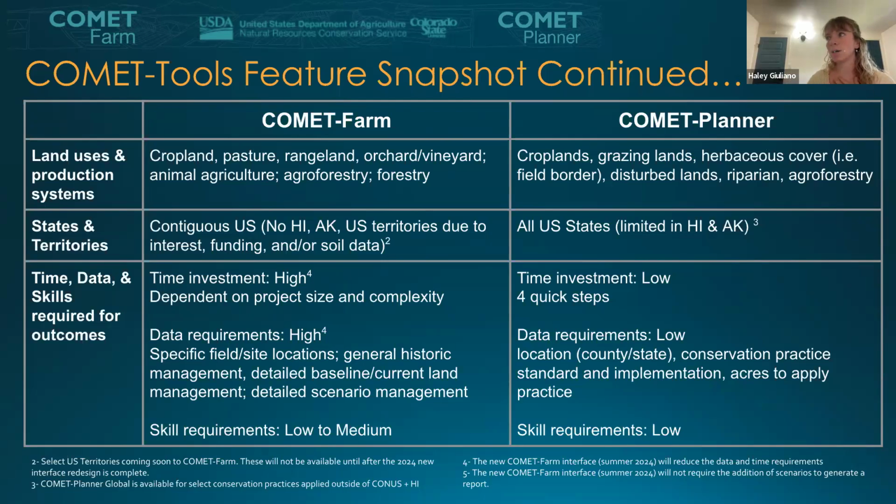Your COMET-Planner estimate will not include any enteric related emissions or any other emissions related to if you're housing your animals elsewhere for part of the time. So if they're only on grazing lands for part of the time and you're housing them, you're not going to get your housing related emissions from COMET-Planner.